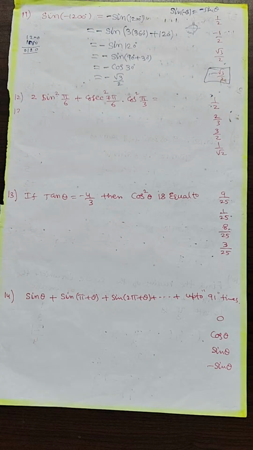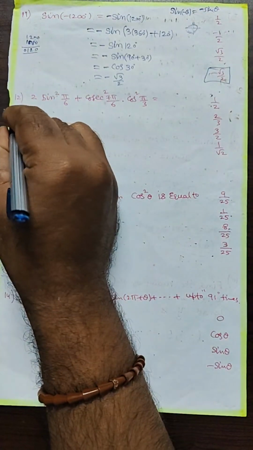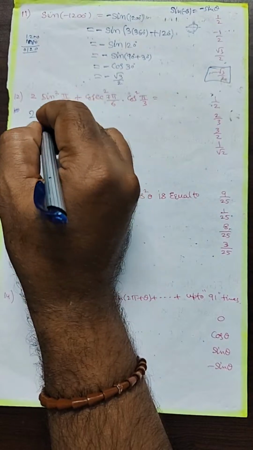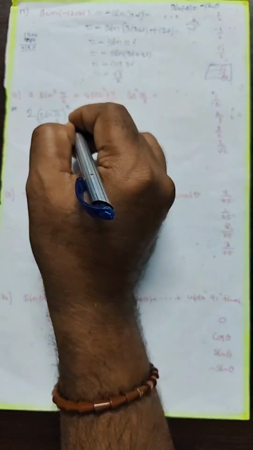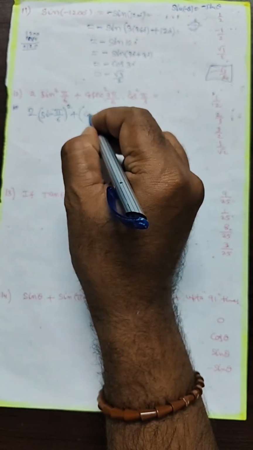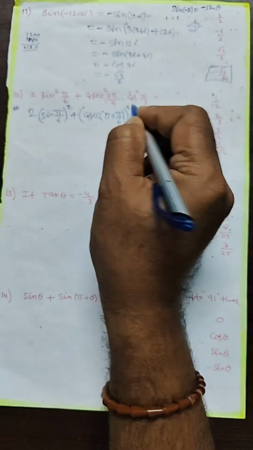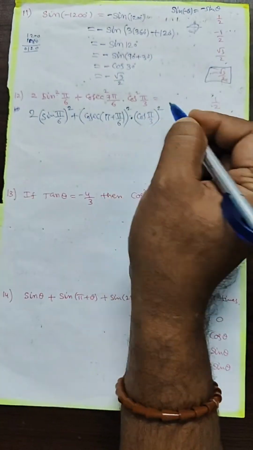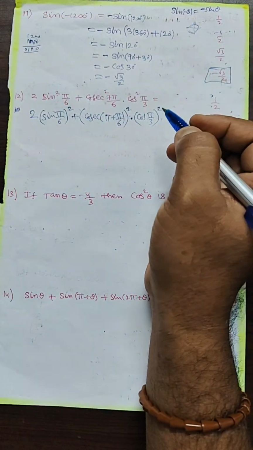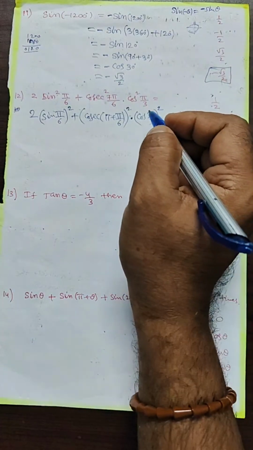So the next question is 2 sine square pi by 6. So 2 into sine pi by 6, sine pi by 6 whole square, plus cosecant of pi plus pi by 6, 7 pi by 6 can be written like this, dear students, into cos pi by 3 whole square. First we are writing like this. Later we can simplify more.